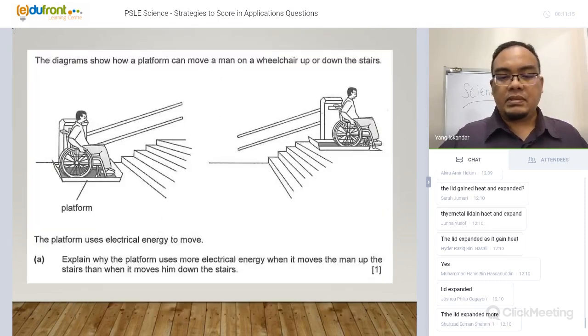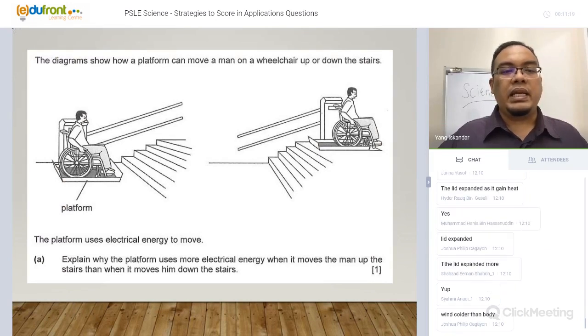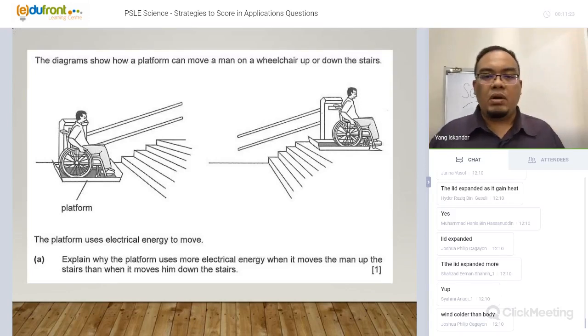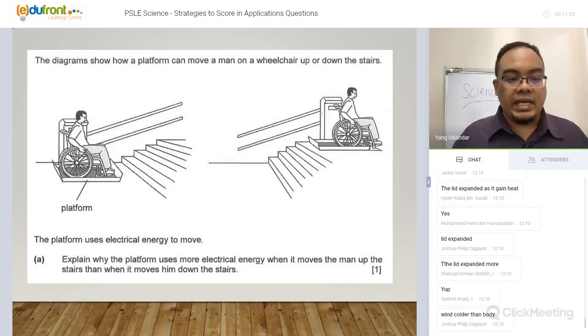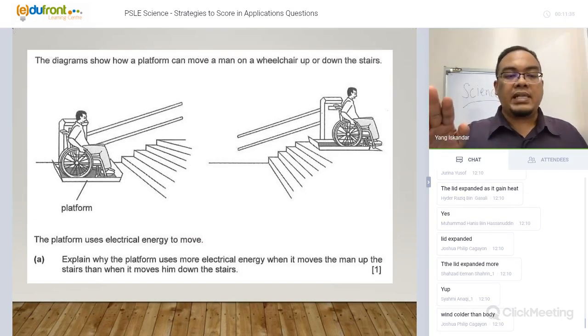Okay. All right. This is another example, another application question. The diagram shows how a platform can move a man on a wheelchair up or down the stairs. The platform uses electrical energy to move. Explain why the platform uses more electrical energy when it moves the man up the stairs than when it moves him down the stairs. Okay, so again, keyword here, explain.